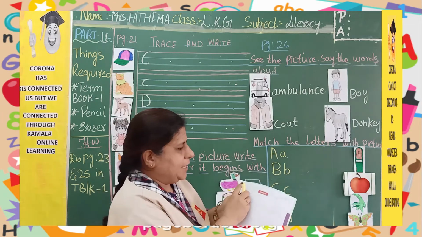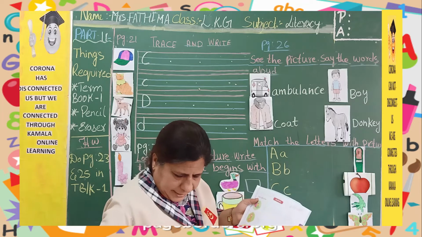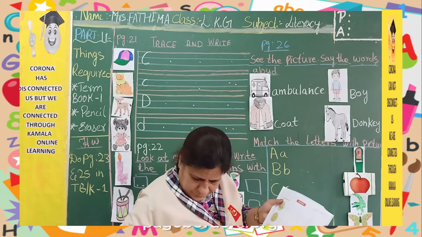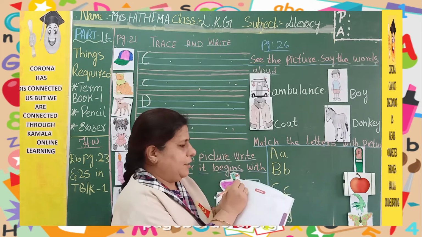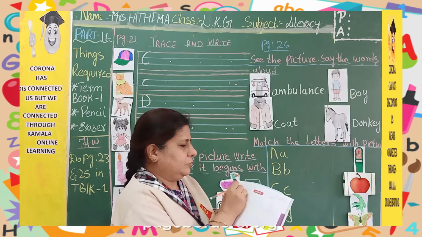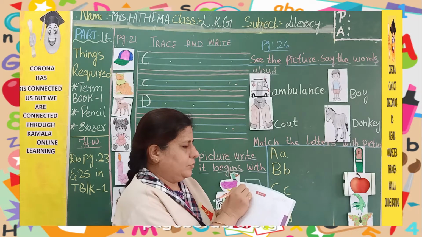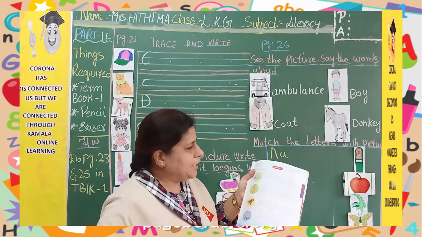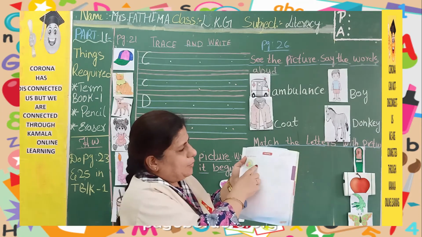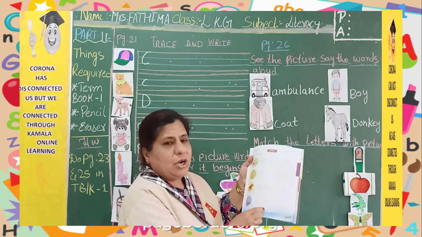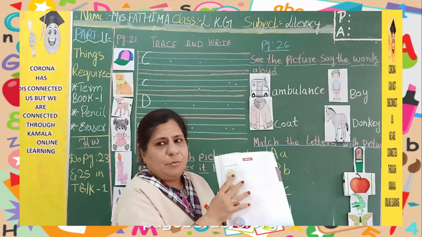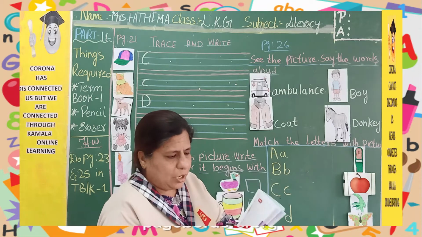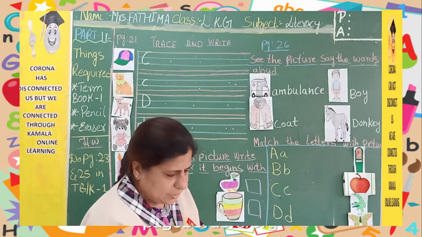Write today's date here. Write the date. Write classwork here, CW classwork. After writing this, we are going to write capital C, small c, capital D, small d. Okay? Hold your book. Look at the board. How I am writing, be ready with your pencil.